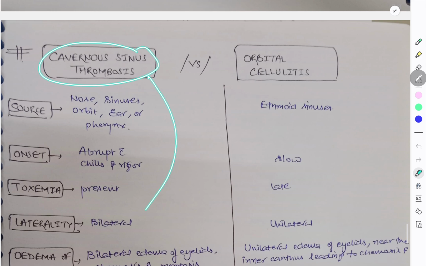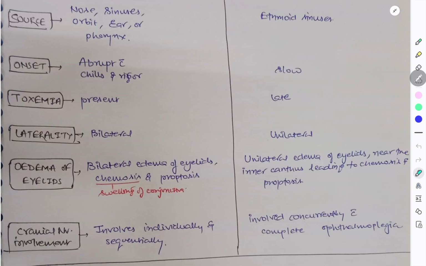Cavernous sinus thrombosis is bilateral, whereas orbital cellulitis is unilateral. If we look for edema of eyelids, in cavernous sinus thrombosis there is bilateral edema of eyelids, chemosis, that is swelling of conjunctiva, and proptosis present. Whereas in orbital cellulitis, there is unilateral edema of eyelids, and that too near the inner canthus, leading to ecchymosis and proptosis. Cranial nerve involvement.